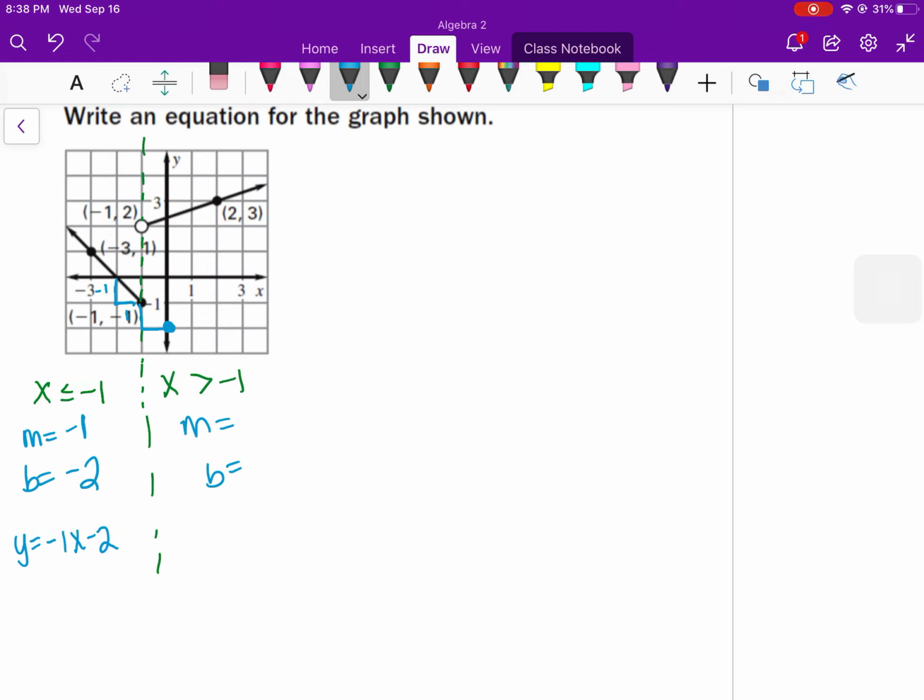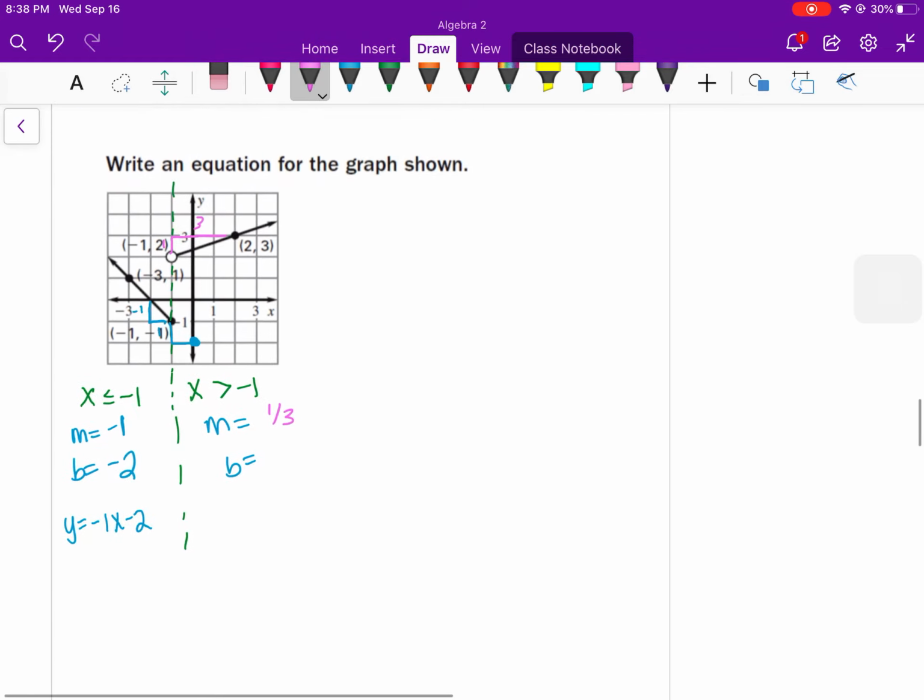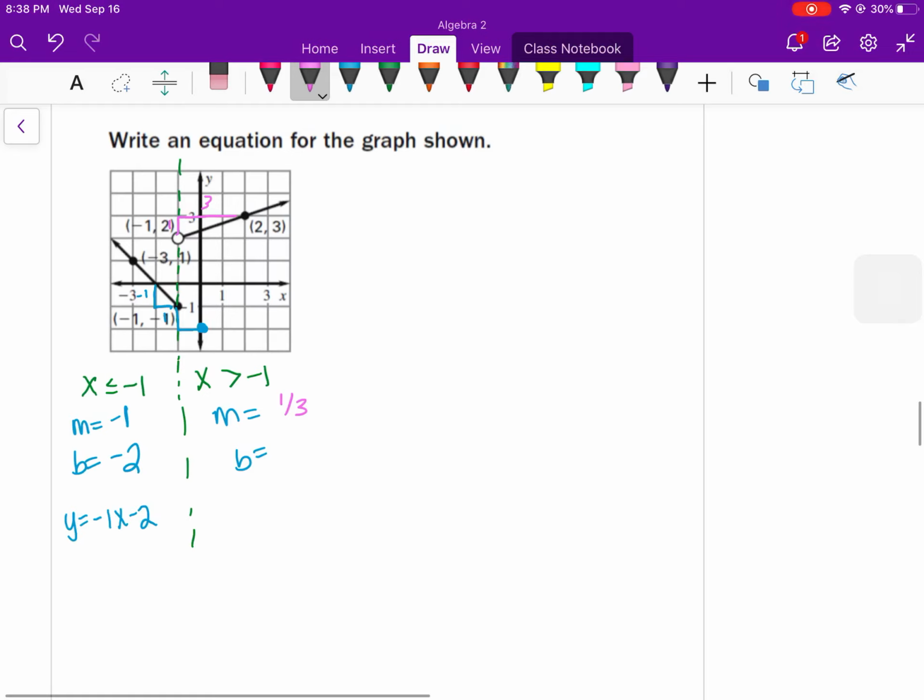On the other side, I have a slope of up 1, right 3, so a positive slope of 1/3. And then, unfortunately, the y-intercept is not at a whole number, so I will need to do some algebra to find that y-intercept. So we start with y equals 1/3 x, plus b.